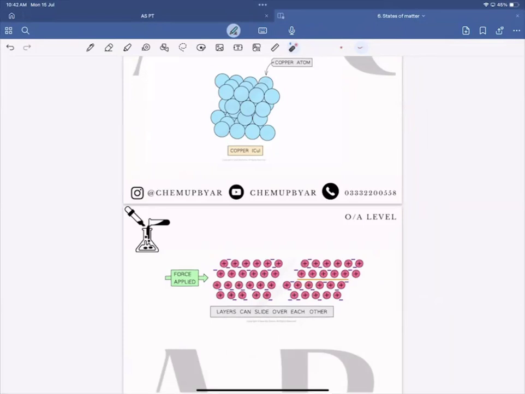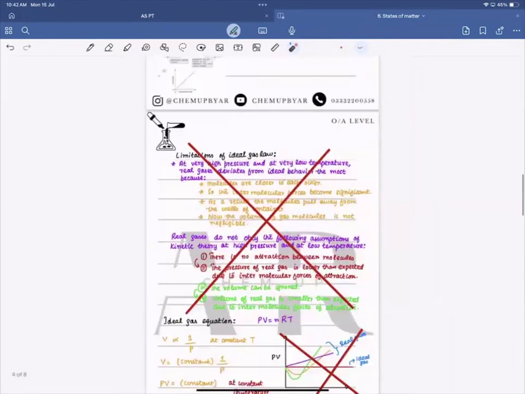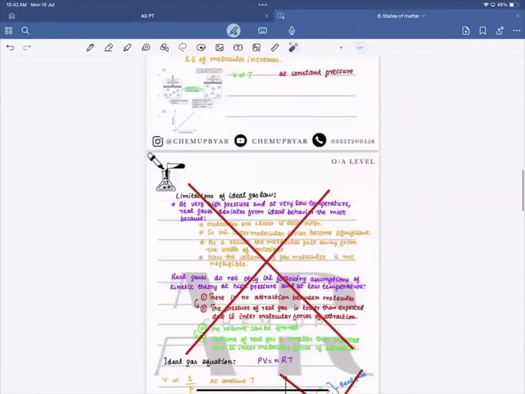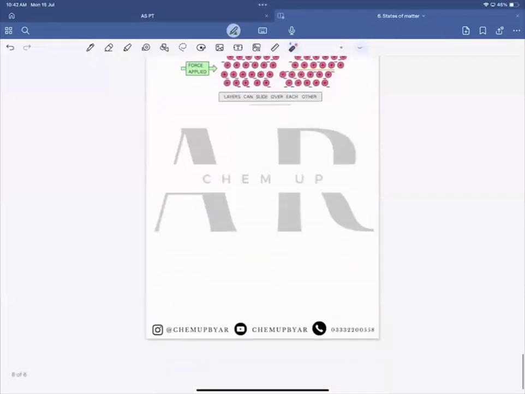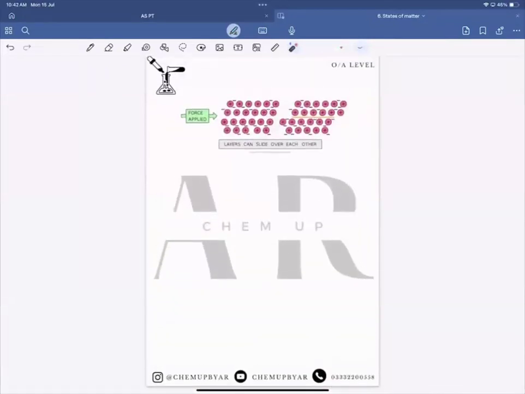Initially there were these things which took a longer time, but from 2022 they have excluded these, which makes this chapter even smaller. Okay.